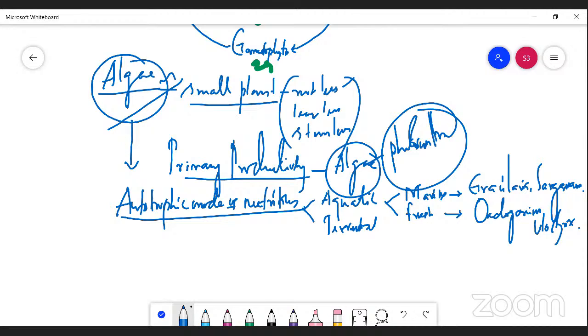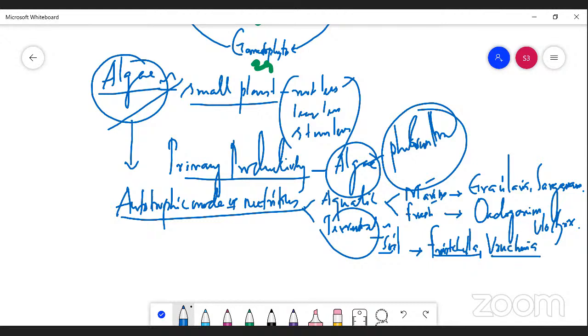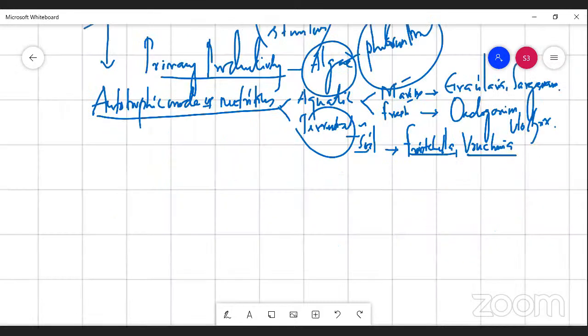Which algae are found in the terrestrial habitat, that is, in soil? These occur in water, and these occur in soil. The organisms that occur in soil are commonly called Fritschiella and Vaucheria. So Fritschiella and Vaucheria are commonly called terrestrial algae. In addition, some algae occur in association with other organisms.